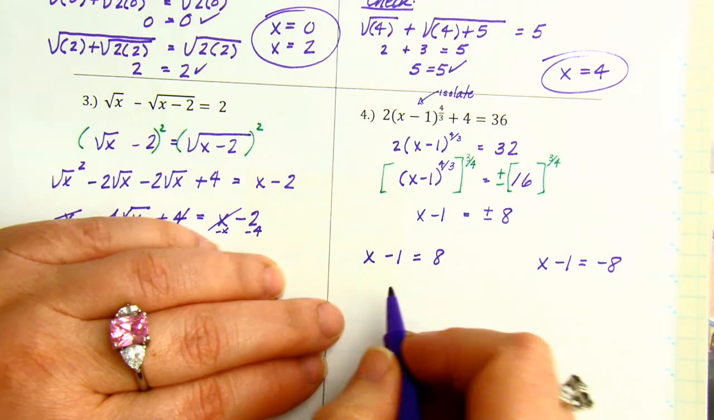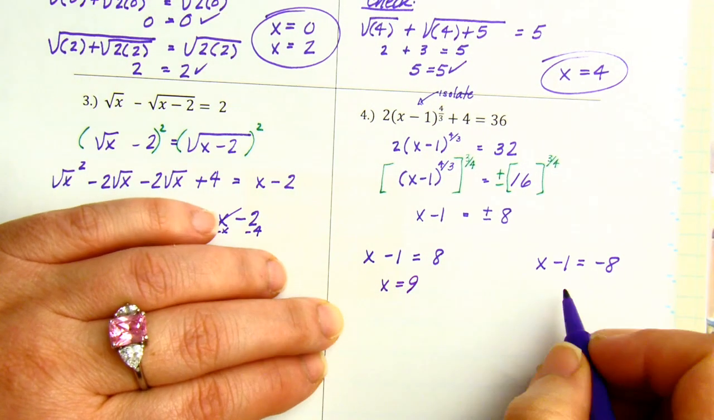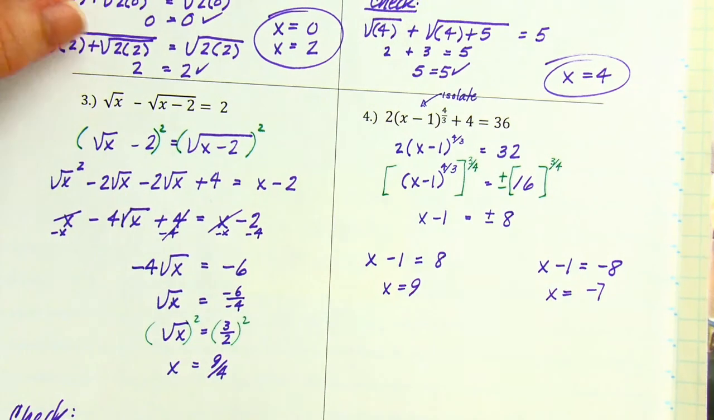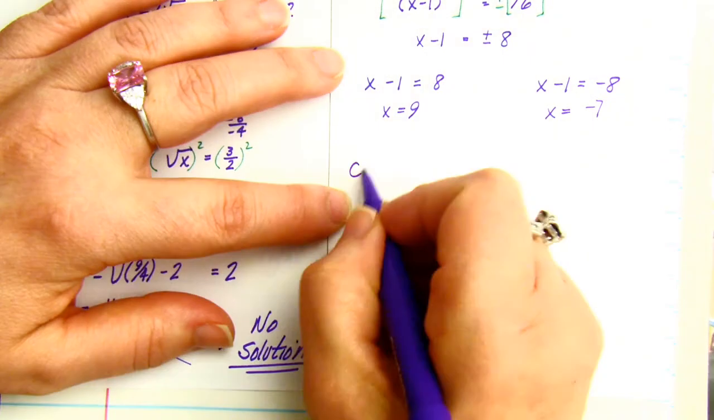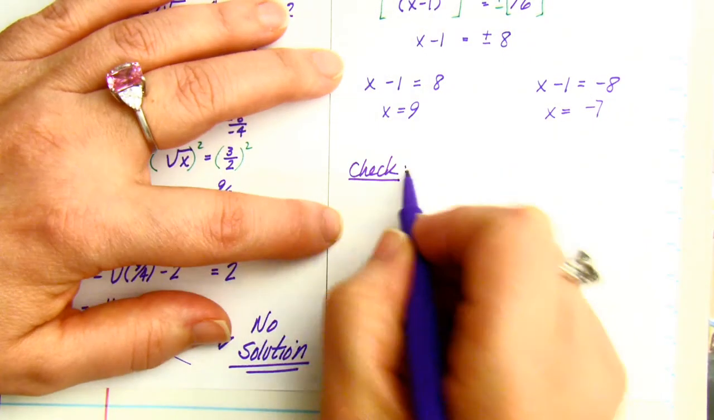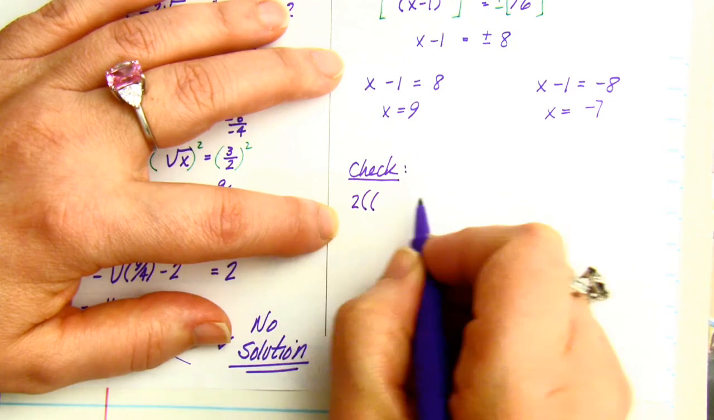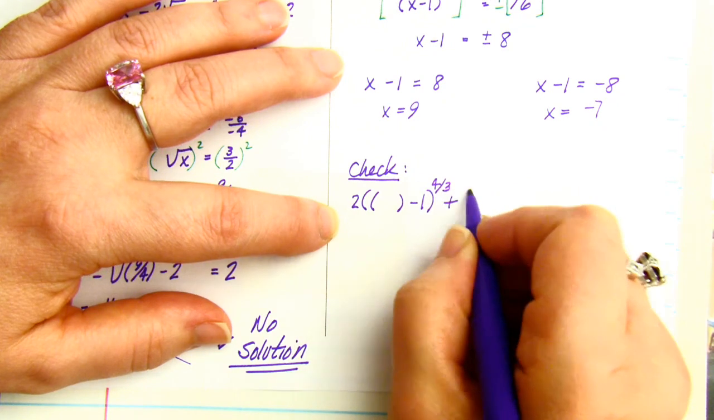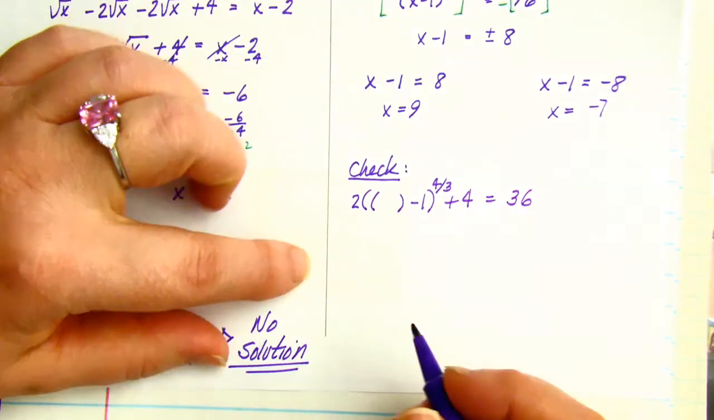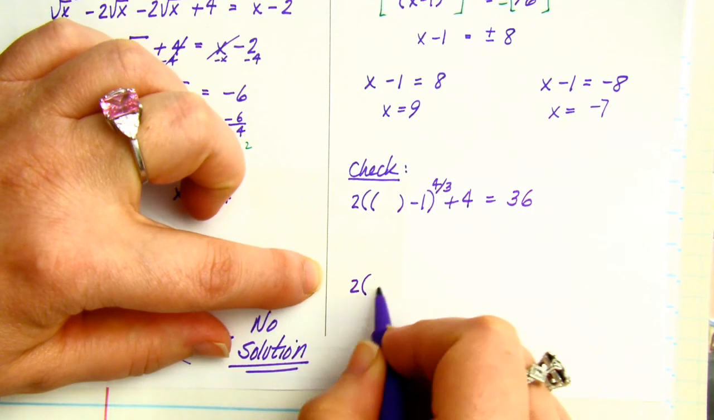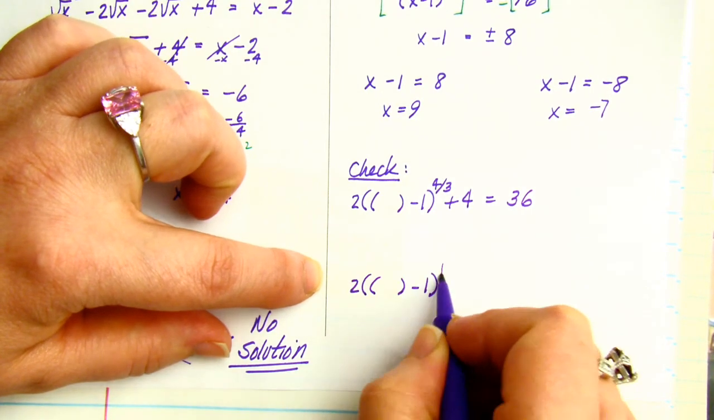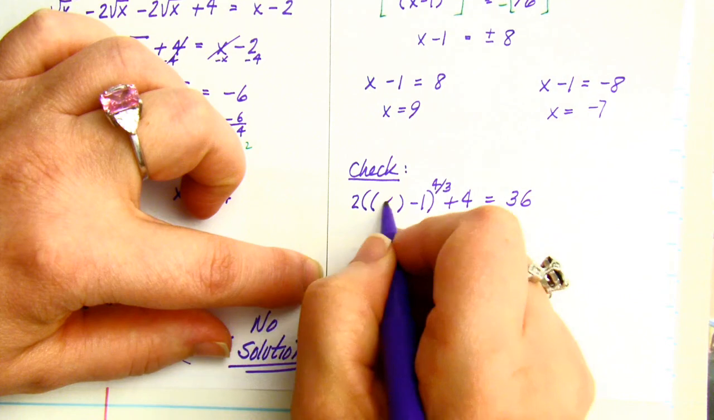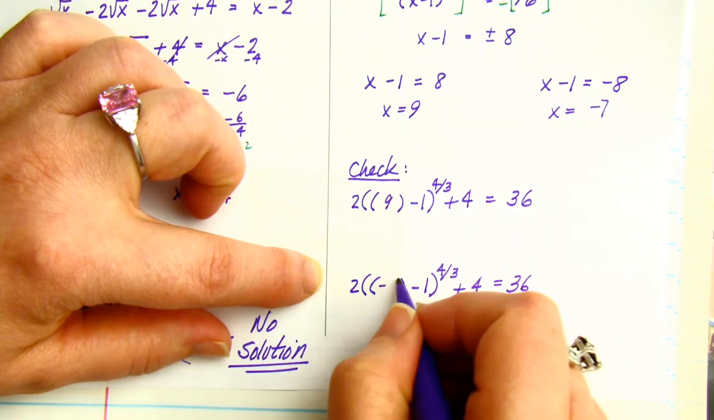All right, now you're going to add 1. X is 9. Now you're going to add 1. X is negative 7. Okay? Now we have to check them. All right, 2 parentheses for x, subtract 1, raised to the 4/3 power, add 4 equals 36. I have 2 solutions, so I need 2 checks. First solution is 9. Second solution is negative 7.